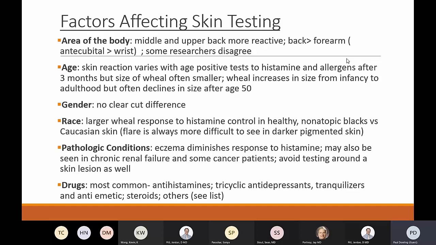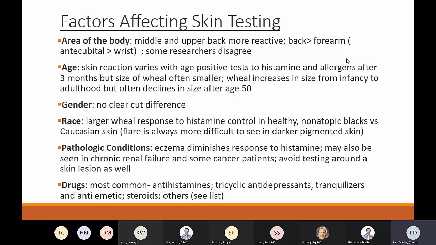There's no clear-cut difference between genders. In race, there is a larger wheal response to the histamine control in healthy non-atopic Black versus Caucasian skin. Flare is always more difficult to see in darker pigmented skin, so that can make interpreting and reading the skin test a little more difficult.